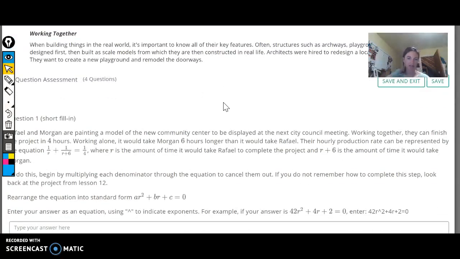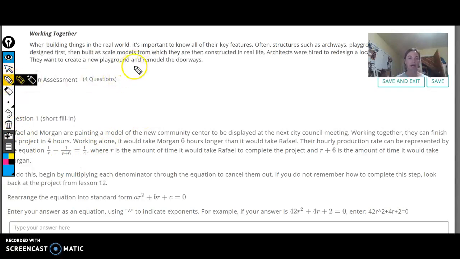So to figure this out, we need to begin by multiplying each denominator through the equation to cancel them out. And this is exactly what we did in the previous problem, but we're going to do it all in one step until we end up with a standard form of a quadratic equation. So I think the first one we'll do is we will go ahead and we will multiply r plus 6 through each of these terms.